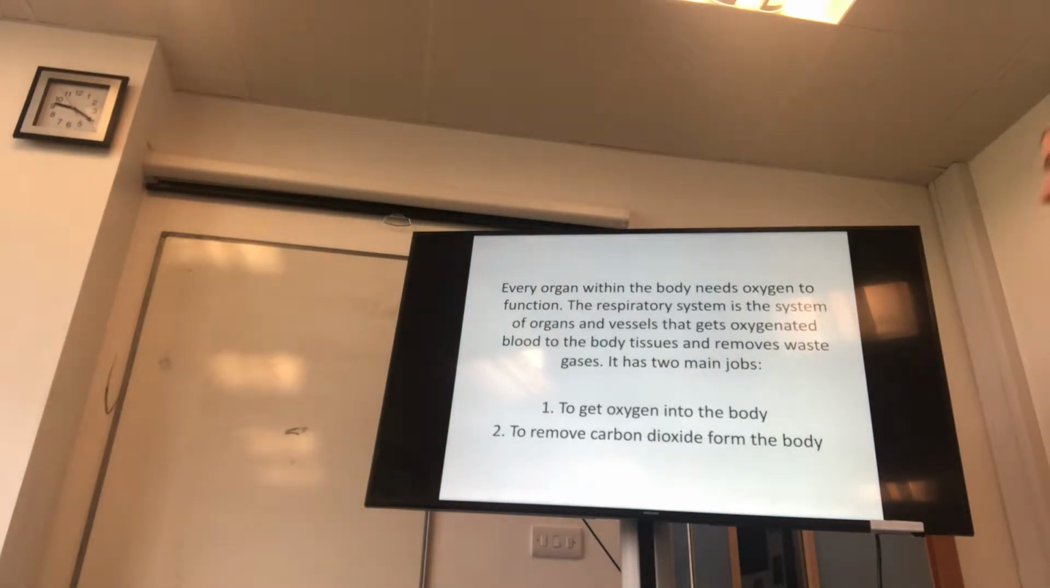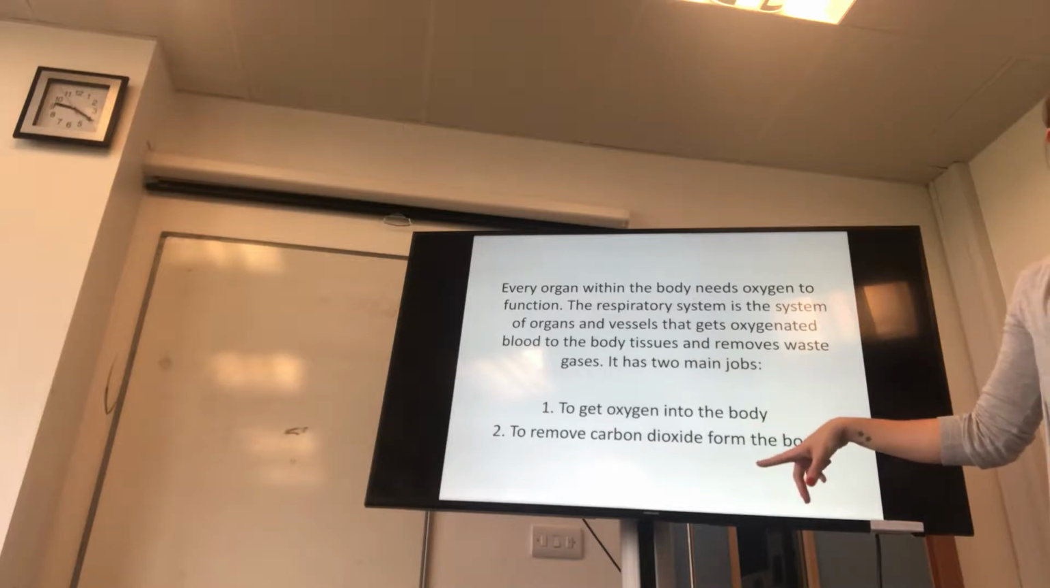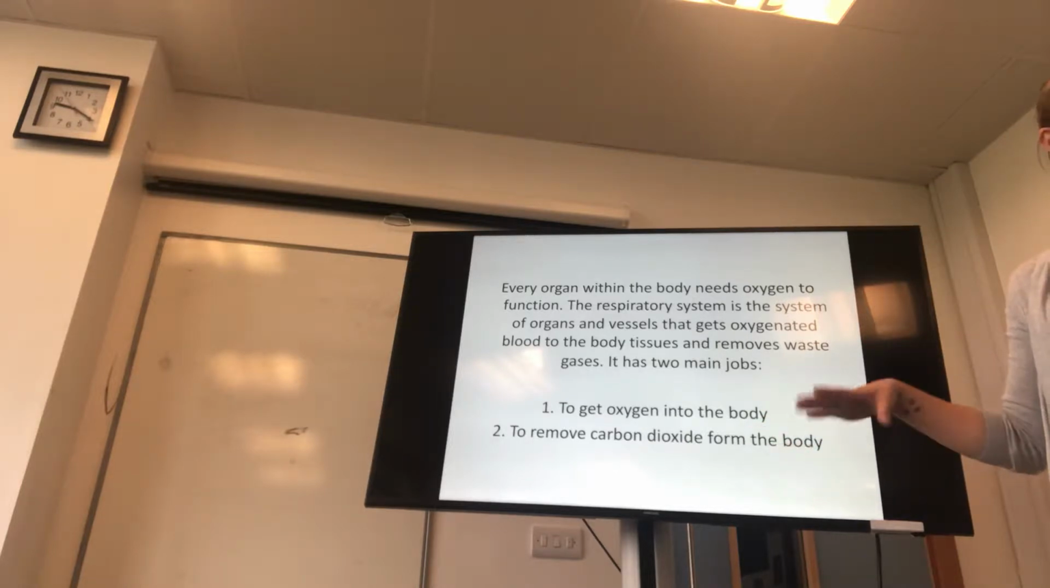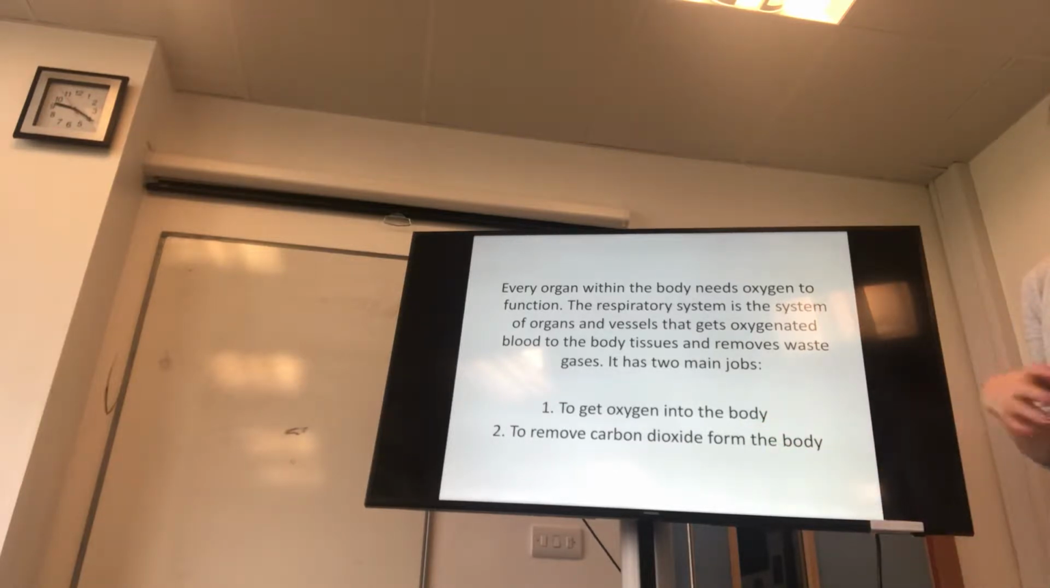So when we look at the respiratory system, we know that every organ in the body needs oxygen. Everything that we do needs oxygen for that energy to function. So the respiratory system is a system of organs and vessels that gives oxygenated blood to the body tissues and removes waste gases. So it's just got two jobs. The first job is to get oxygen, the second job is to take away carbon dioxide. So that might be to the working muscles, it might be to our digestive system, it could be every working organ that needs that, whether it's our brain.